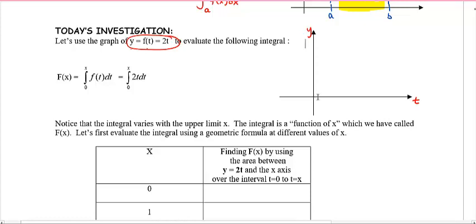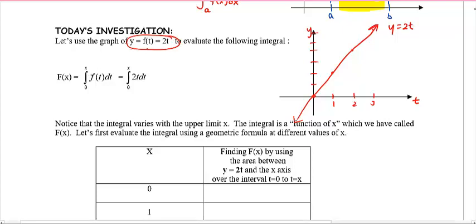But if I were to graph this out, notice that I would have a point (0, 0). If I go 1 unit to the right of t, then I would go 2 units up. At 2, I'd be at 4, and at 3, of course, we'd be at 6. So hopefully you'll see this nice straight line. That's my function y equals 2t. Okay? Now, the reason I didn't use x was because x actually is my variable now.